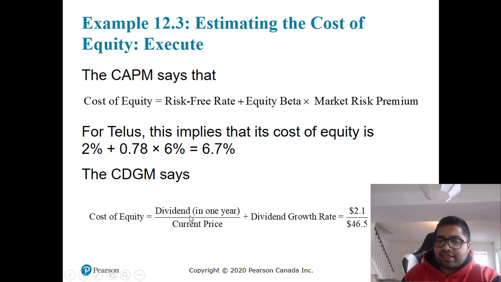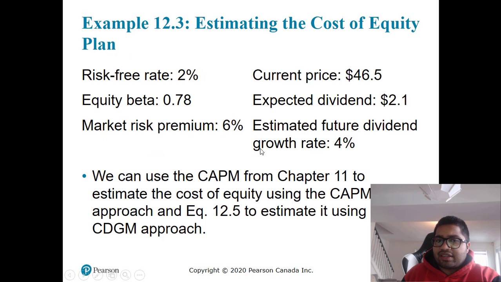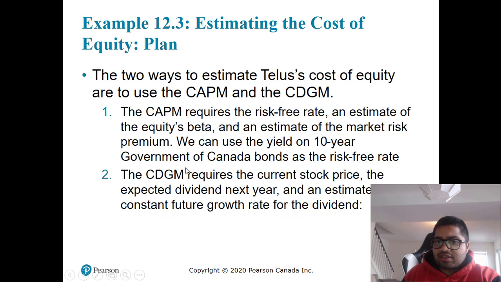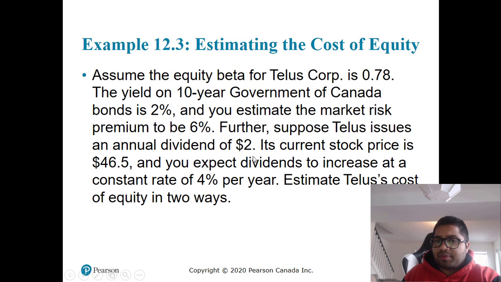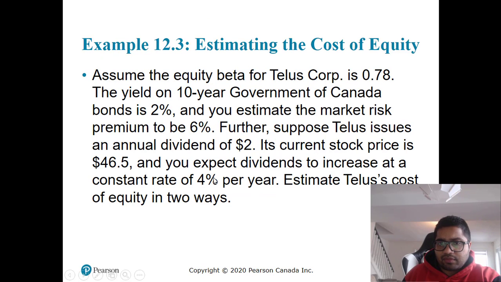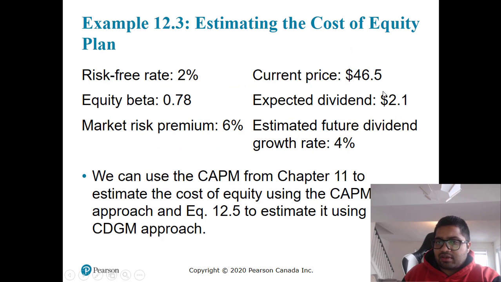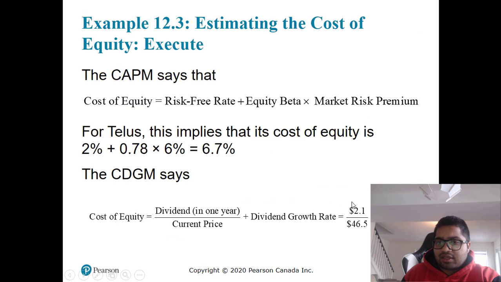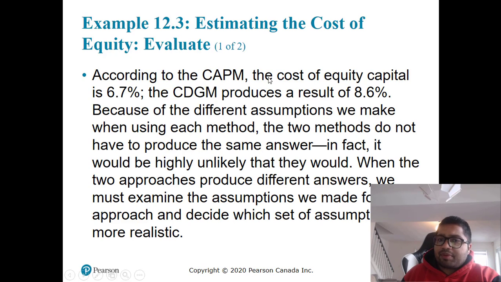And the constant growth rate model is dividend in 1 year divided by current price plus dividend growth rate. The current dividend is $2, so the expected dividend will be $2 growing at 4%. Okay, so the expected dividend is 2.1. So it is 2.1 divided by current stock price 46.5 plus long-term growth rate 4%, that comes to 8.5. So according to CAPM, the cost of equity is 6.7. According to the growth model, the cost of equity is 8.6.